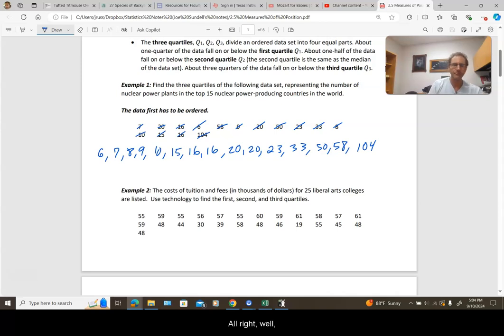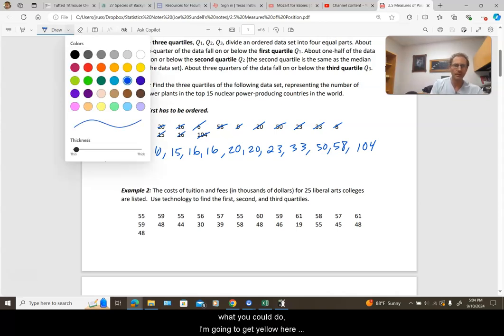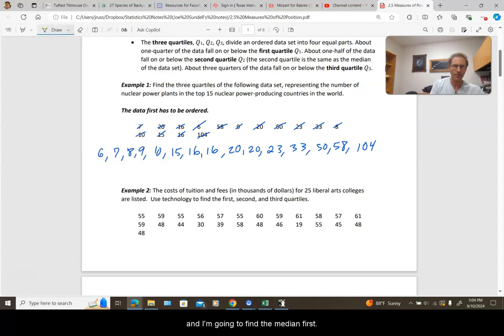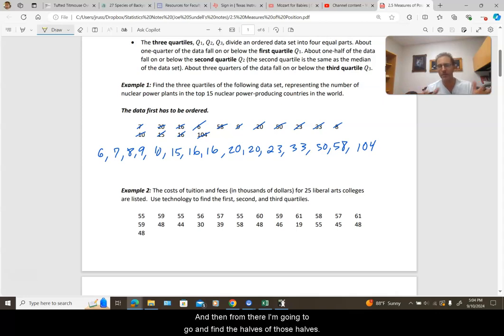All right, well, what you could do, I'm going to get yellow here, and I'm going to find the median first. So I'm basically going to chop this data set in half. And then from there, I'm going to go and find the halves of those halves. Okay? I'm just going to kind of start marking these off. Now, I'm doing it in this really light yellow so that we can still see the data.